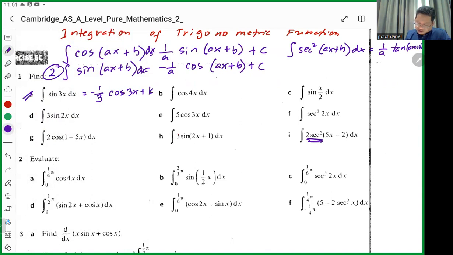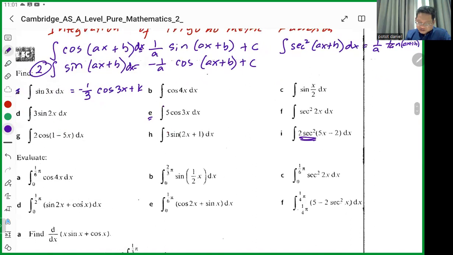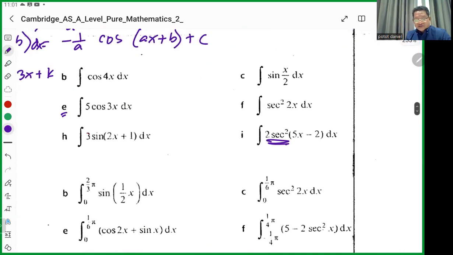And similarly, let's do letter E, the integral of 5 cosine 3x. The integral of cosine is sine. So you can copy the 5, times 1/3, then sine 3x, or 5 over 3 sine 3x.